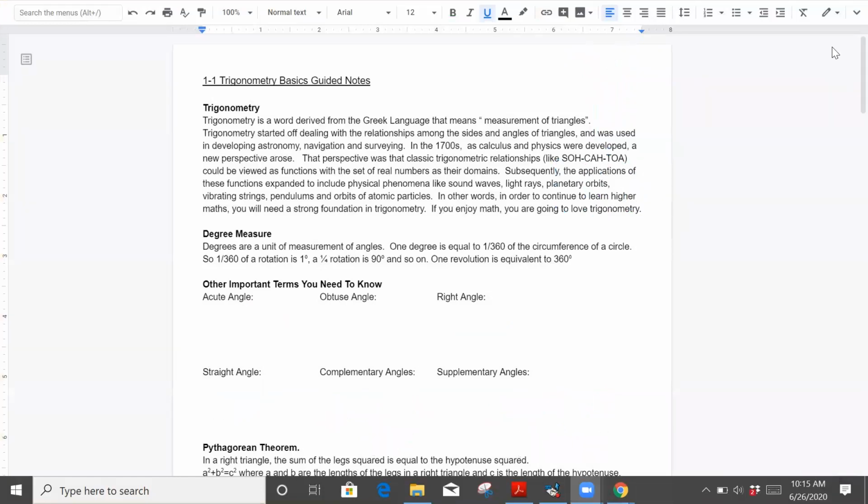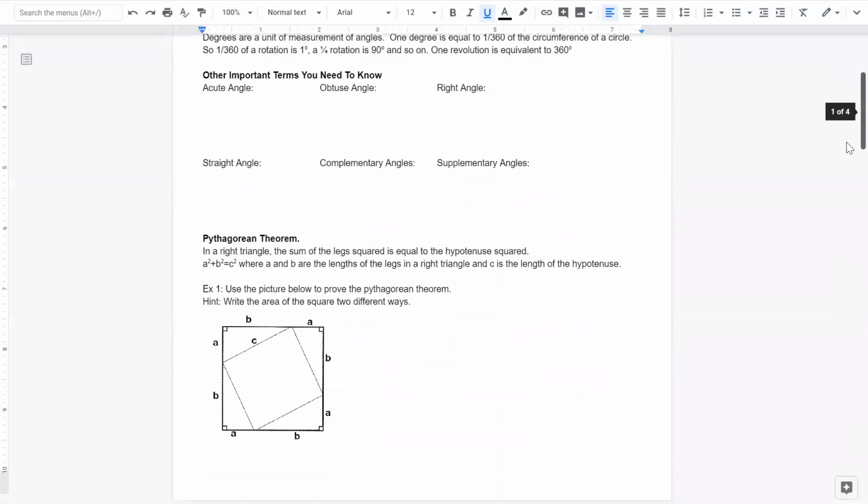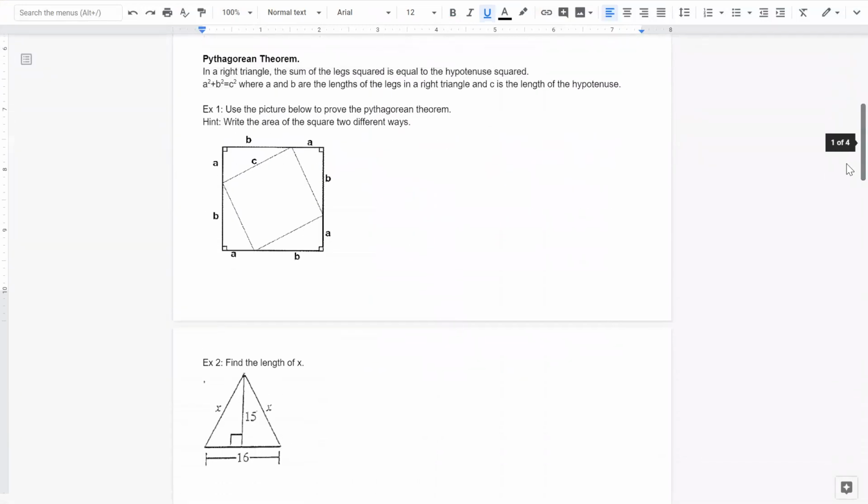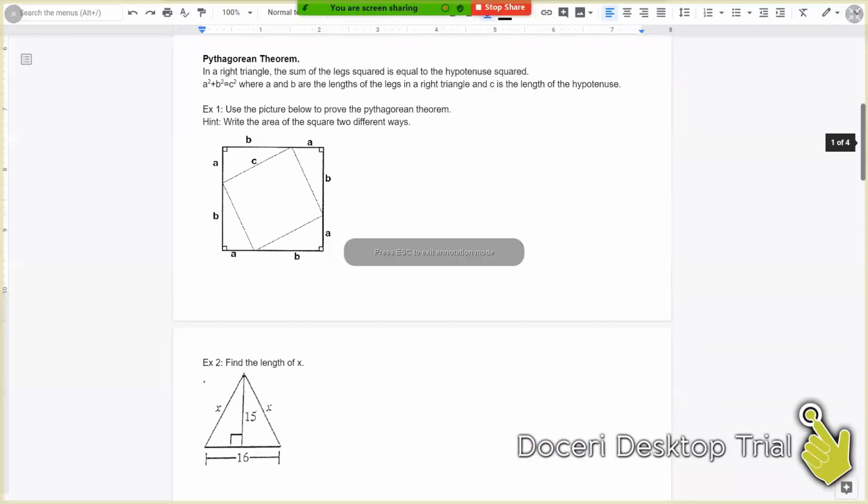All right, so those are some important vocab terms that we're going to need going forward. Now let's talk about the Pythagorean Theorem. In a right triangle, the sum of the legs squared is equal to the hypotenuse squared. In other words, a squared plus b squared equals c squared. a and b are the lengths of the legs in a right triangle, and c is the length of the hypotenuse. We use this to find the missing length of a right triangle. So first, I'd like you to try this proof of the Pythagorean theorem.